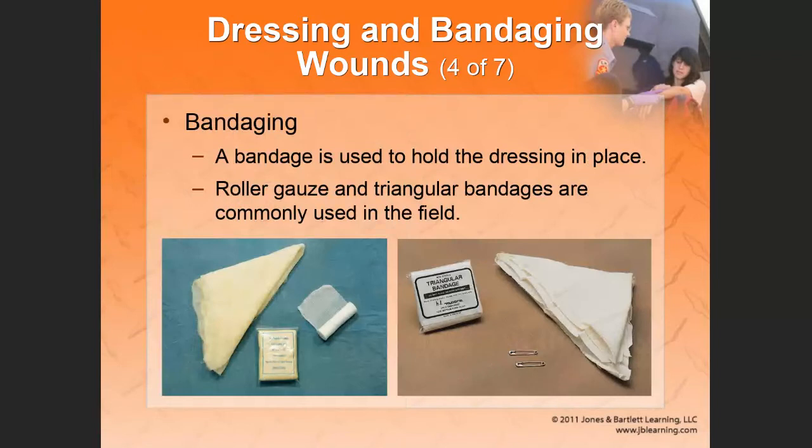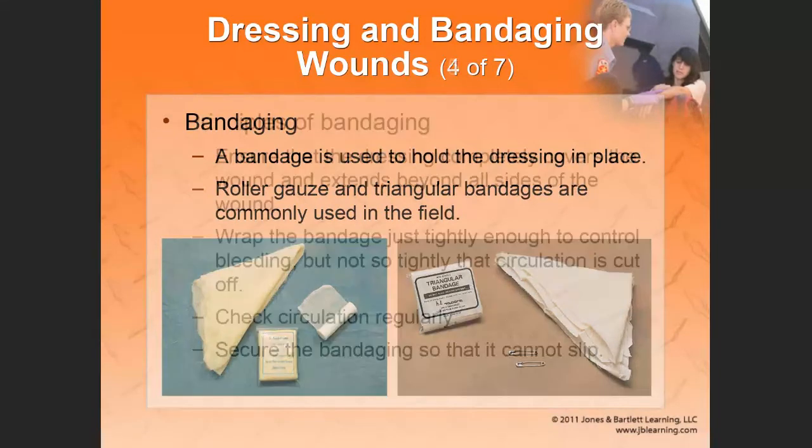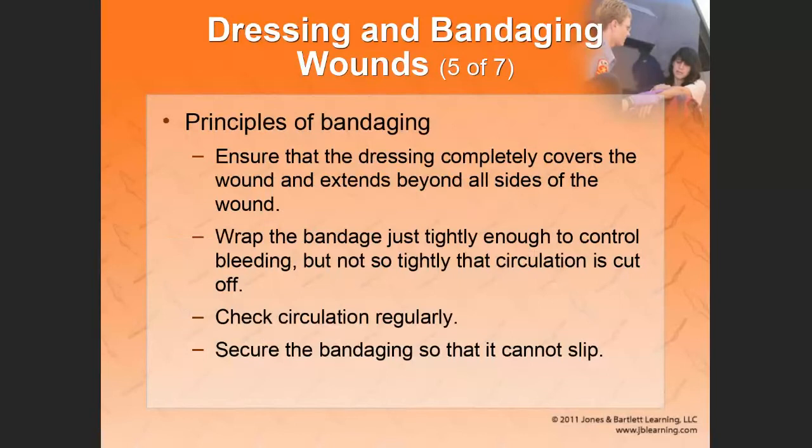Now your bandages. A bandage is used to hold the dressing in place. You have various types of bandages: triangular bandages, roller bandages, elastic bandages, adhesive bandages. So you have many types of bandages. Now, the principle of bandaging, we're going to do this in the face-to-face session. Ensure that the dressing completely covers the wound and extends beyond all sides of the wound. Wrap the bandage just tightly enough to control bleeding, but not so tight that it cuts off circulation. Ensure that you assess the distal circulation often and secure the bandage so that it cannot slip.